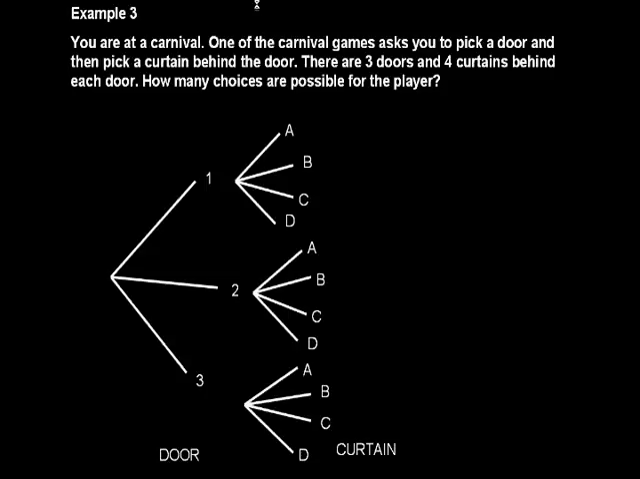So behind door 1 we have 4 curtains. So I name them curtain A, curtain B, curtain C, and curtain D. And so on to door 2. Behind door 2 we have 4 curtains, and they are curtain A, curtain B, curtain C, and curtain D. So questions ask, how many choices are possible for the player?